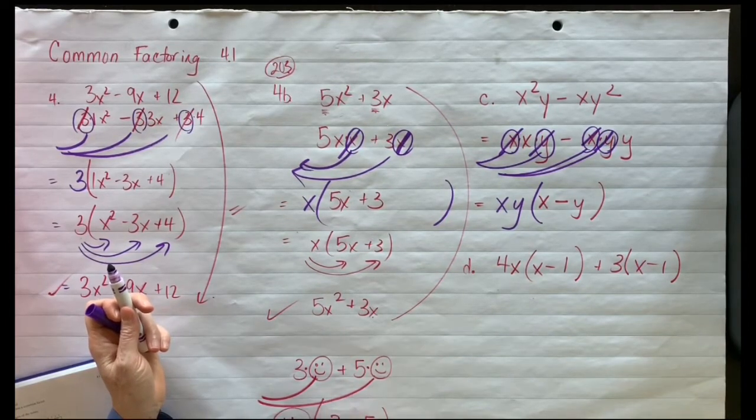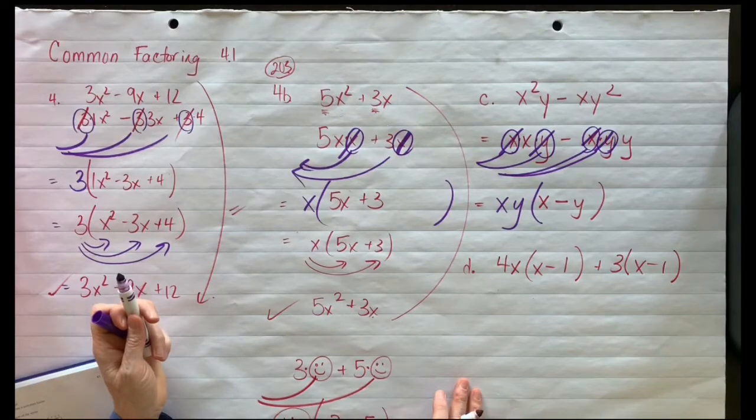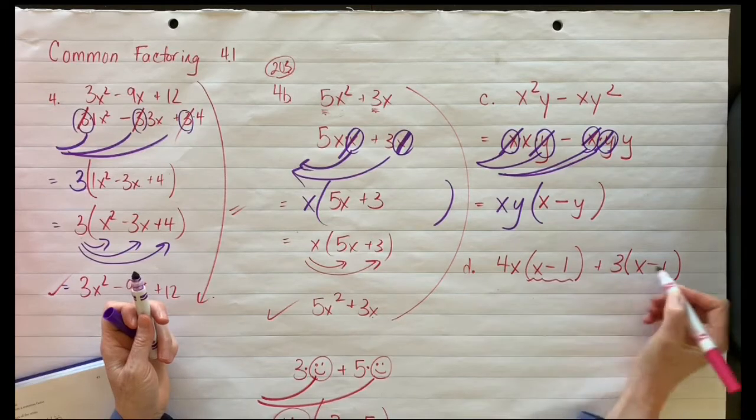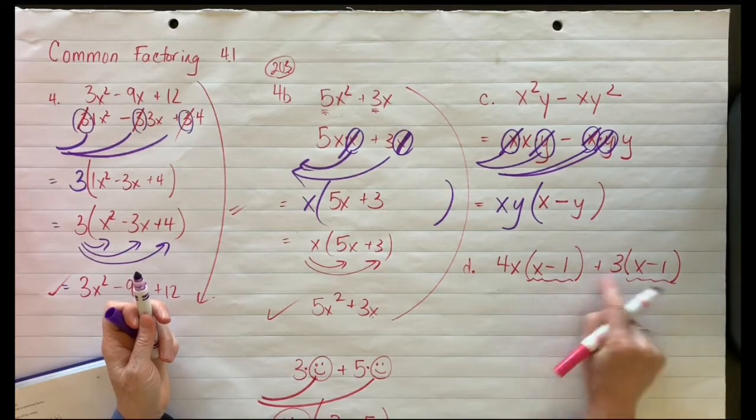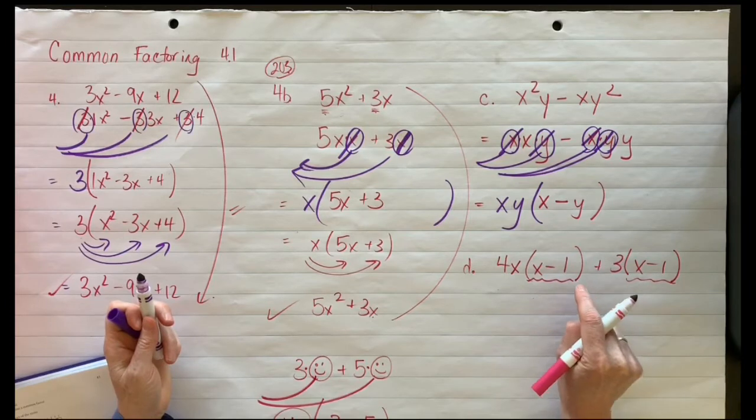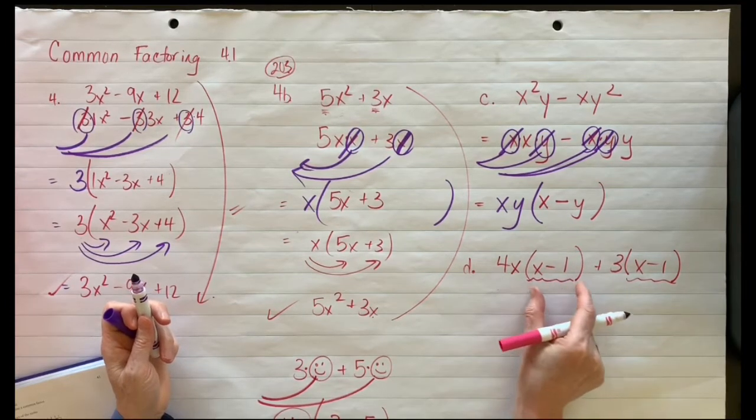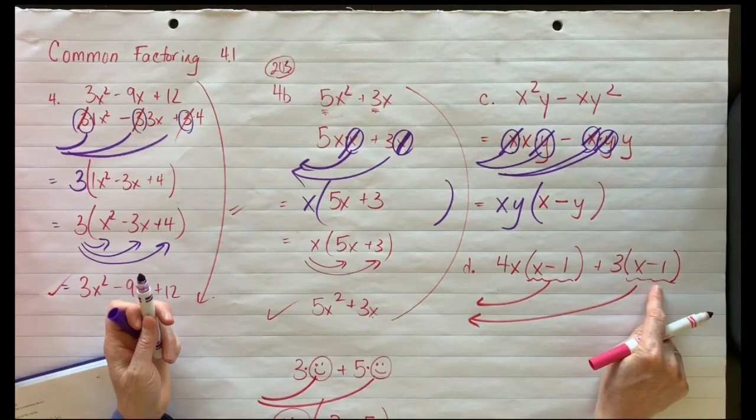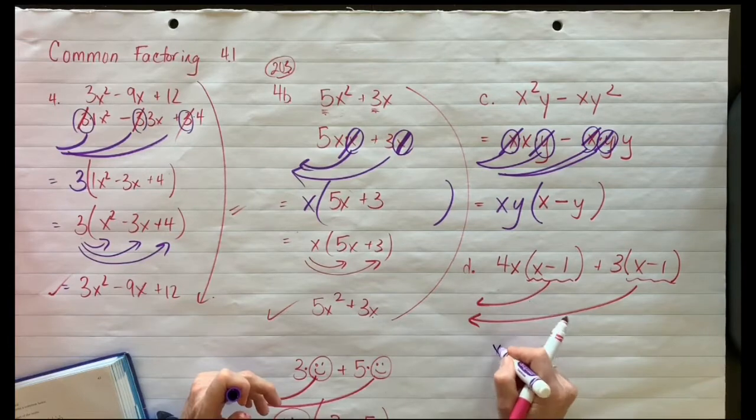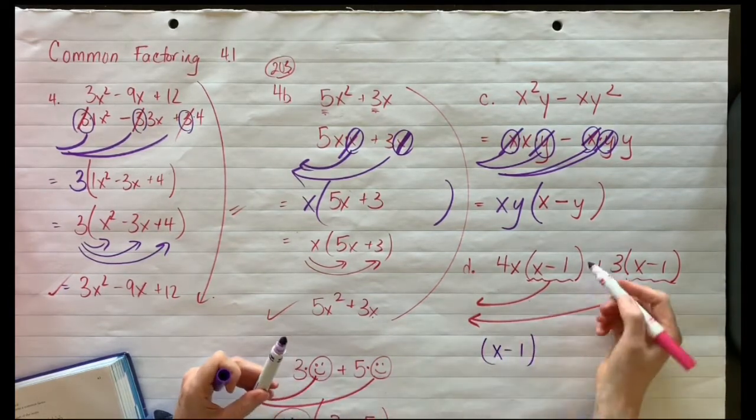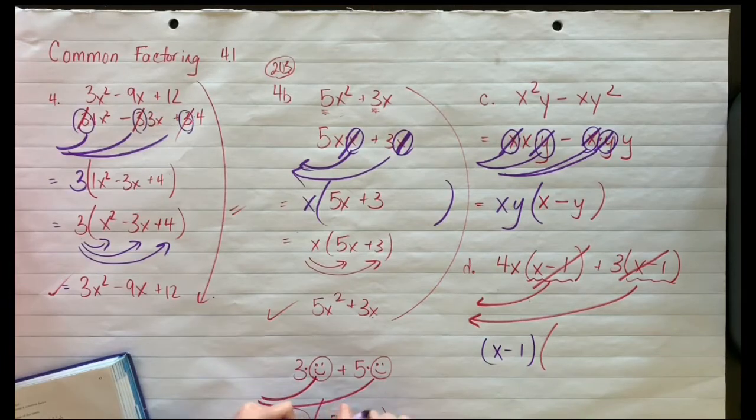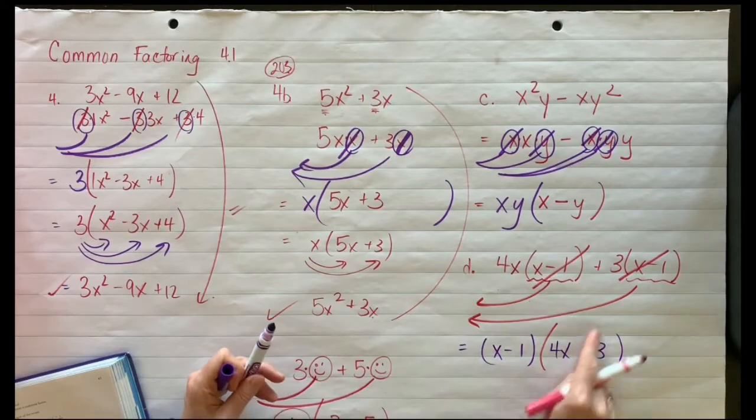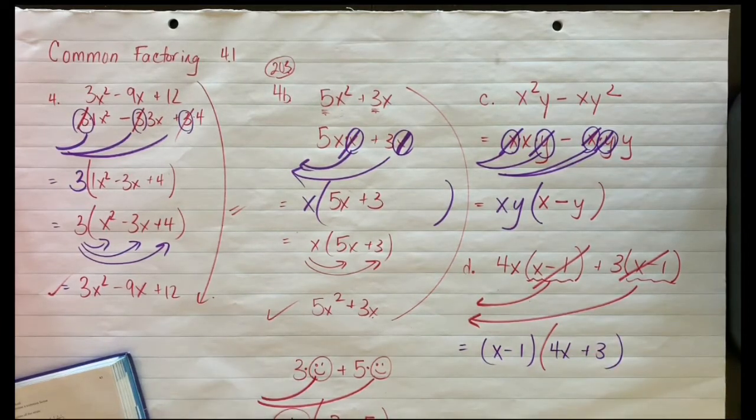It doesn't matter what the actual variable or expression that you're pulling out in front is, as long as it's exactly the same. So if you look at this, this is x minus 1 and this is x minus 1. They're exactly the same. Therefore, I can pull x minus 1, that entire bracket, out as a factor because it's common to both of these terms. So when I pull out x minus 1, what am I left with? I'm left with 4x plus 3. And that's how you common factor that expression.